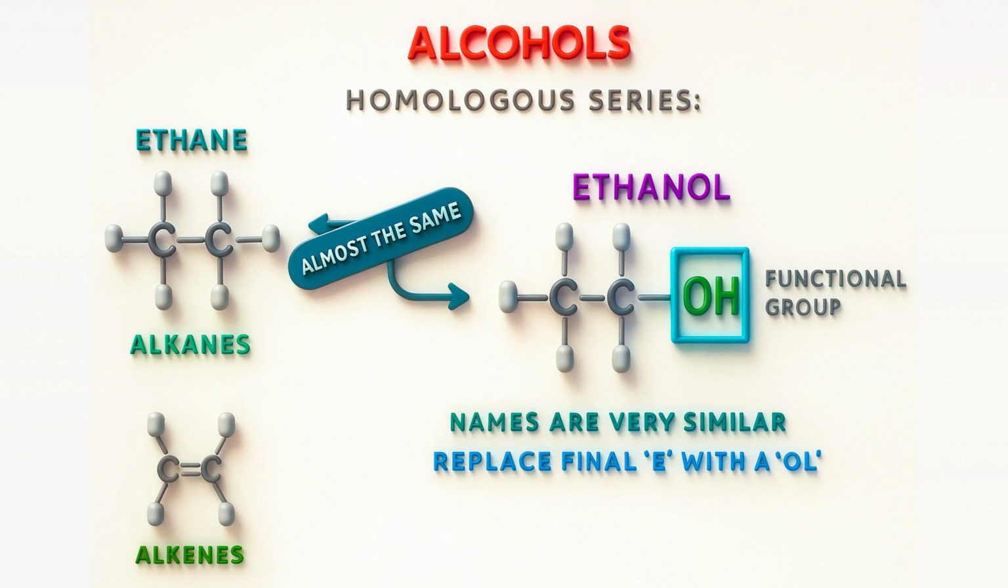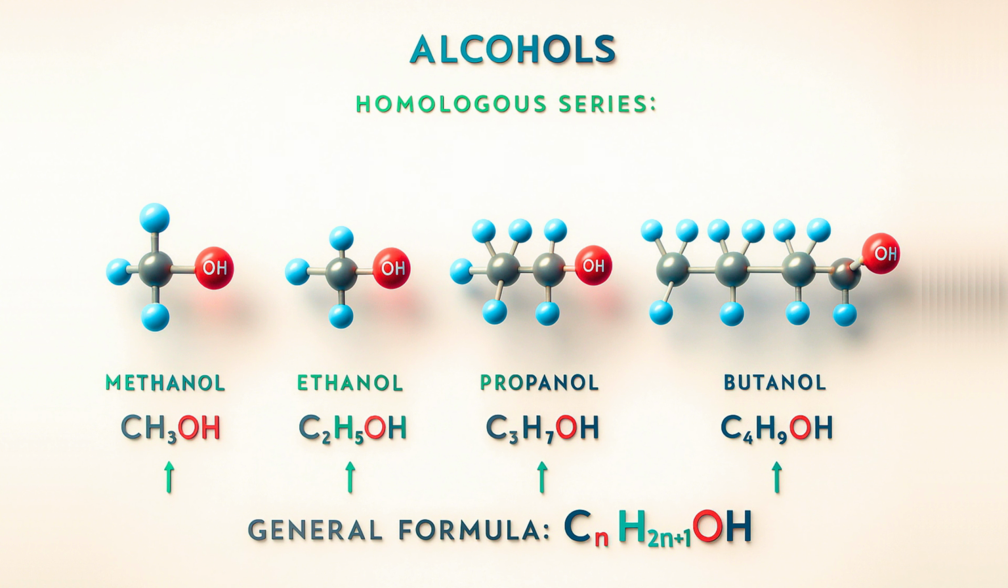For examination purposes, it is important to be familiar with the first four alcohols in the series. These are methanol, ethanol, propanol, and butanol. Each of these alcohols consists of a hydrocarbon chain with one hydroxyl group attached, and they're the most commonly encountered in both academic questions and industrial applications.